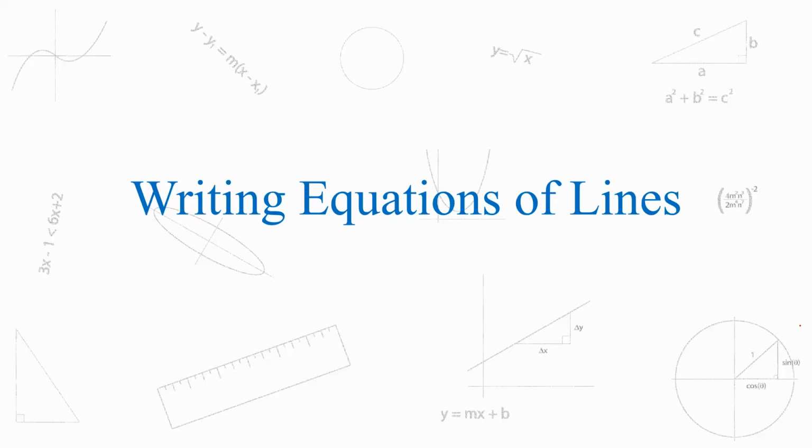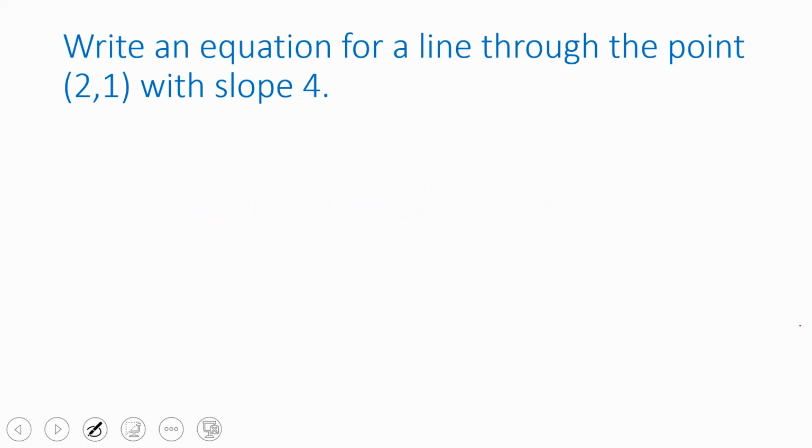Let's go through a few examples of writing equations of lines. Here's a typical example of a question that asks us to do that. Write an equation for a line through the point (2, 1) with slope 4. So that means we want the line to go through this point that has this x coordinate and this y coordinate, and it should have a slope of 4.